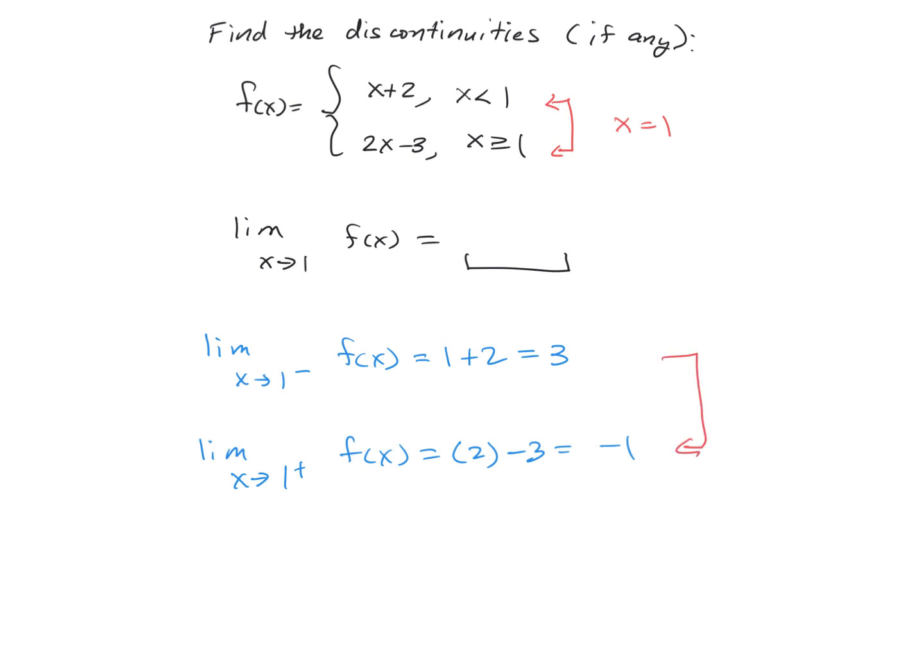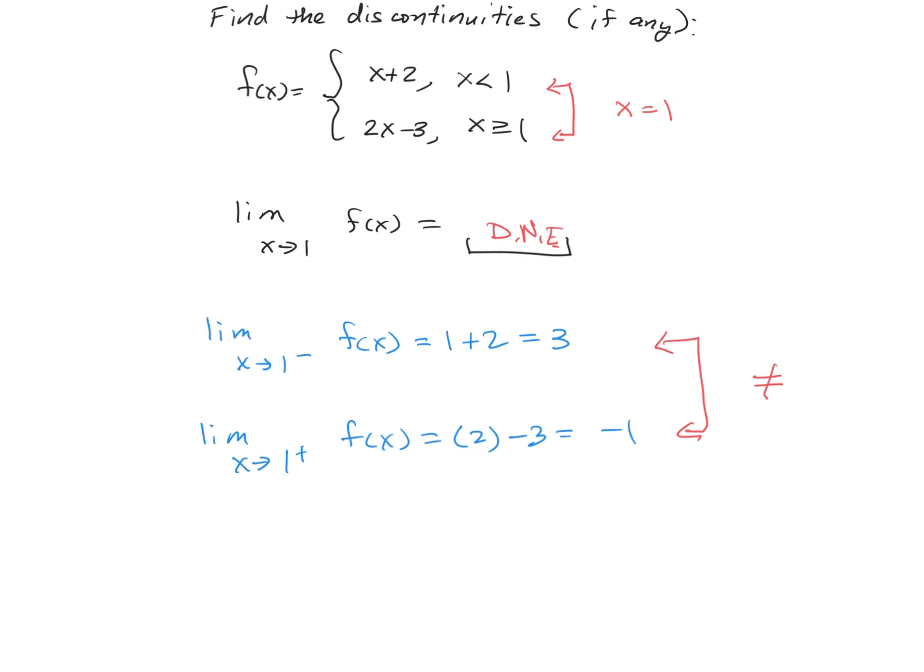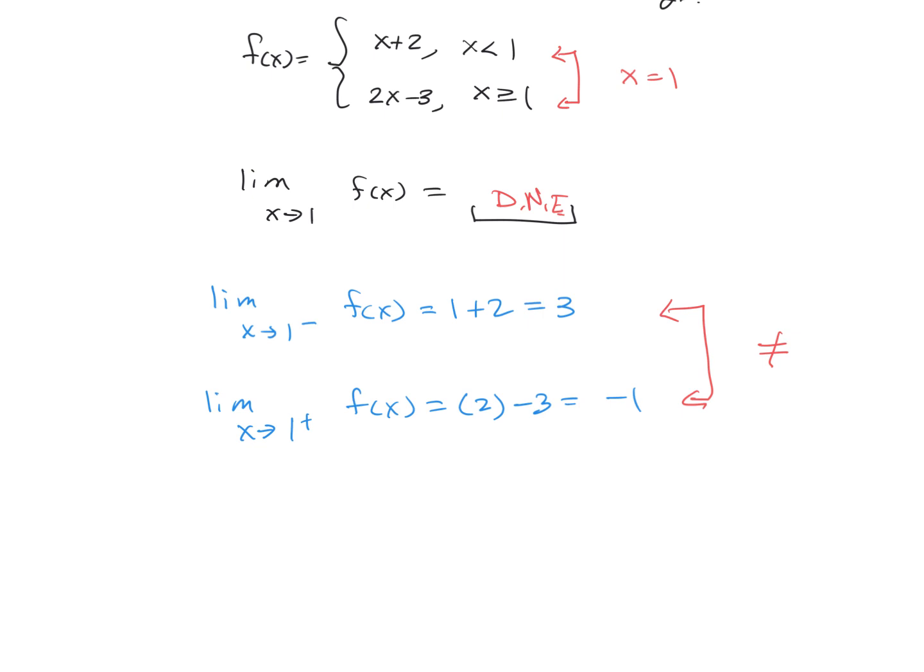Because the left and the right limits do not agree, we say that this limit here does not exist. And so because we have the limit not existing at this point x equals 1, we have discontinuity. Because the left and the right don't match, we're going to say that this is a jump discontinuity. And in the graph that follows this, you will see that there is a jump discontinuity at 1.